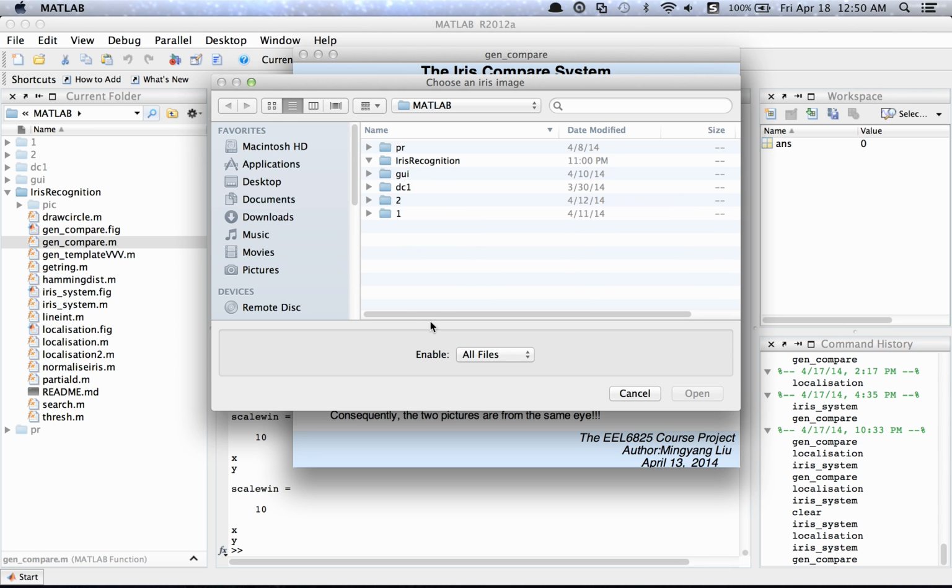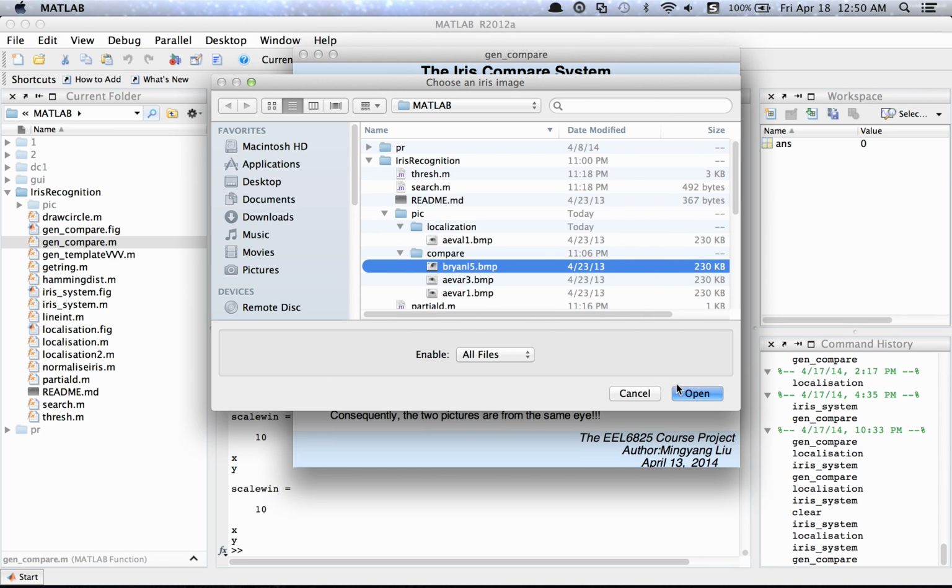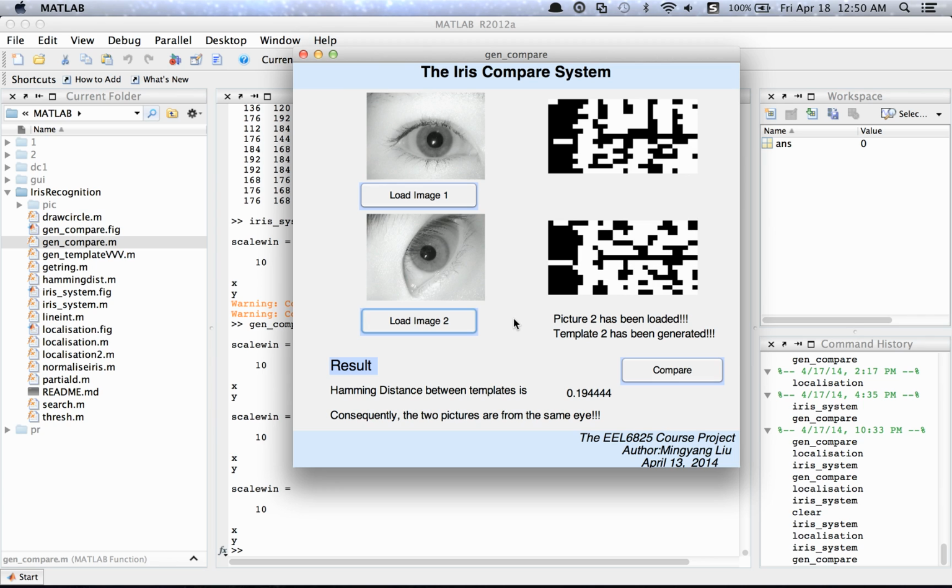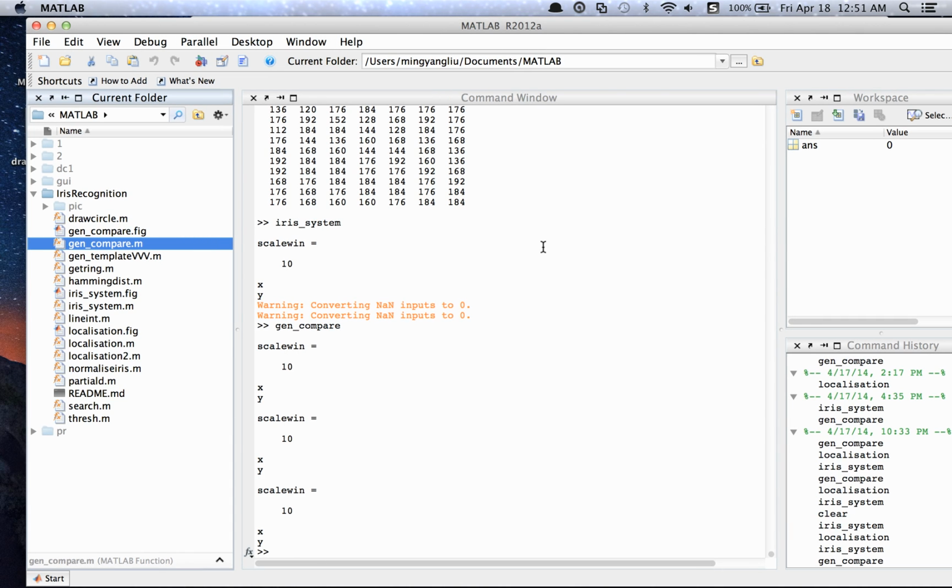So if we choose another picture, we choose this one. So these come from different eyes. Then we compare. We can find that the Hamming distance is larger than 0.2. Consequently, the two pictures are not from the same eye. So all these are my iris recognition systems.